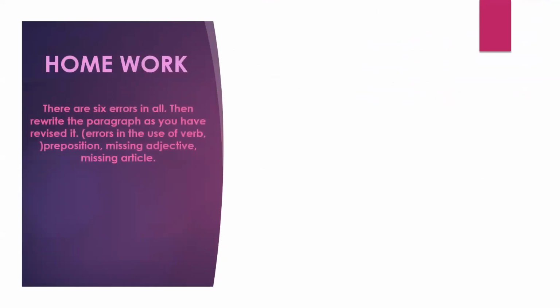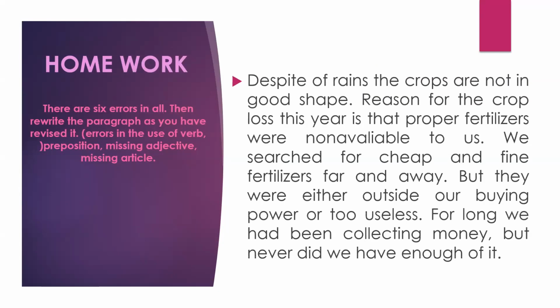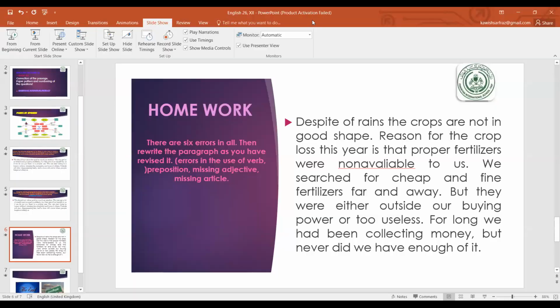Here is the homework given to you, that there are 6 errors in all. Rewrite paragraphs as you have revised it. Errors in the use of verb, preposition, missing adjective, and missing articles. So there might be 2 adjectives or articles like this, you have to read it properly, and then you will be able to correct the passage. So this is the correction of the passage, which will definitely be in examination, and then we have to solve it. Then, dear students, we will again discuss about the question paper.